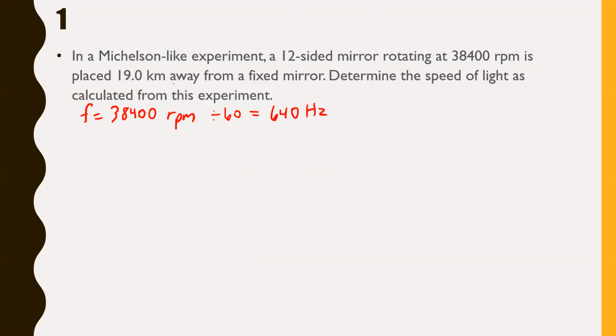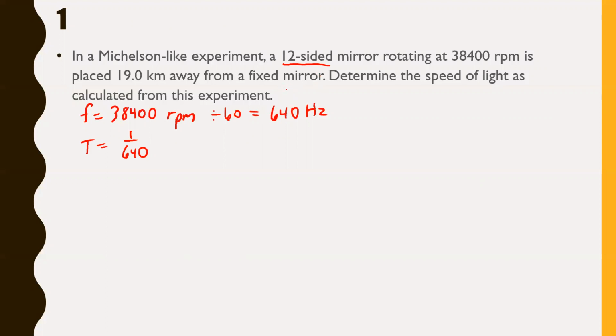Now, the other thing we know is that it's a 12-sided mirror, which is going to be useful because, remember, in a Michelson experiment, we only want it to rotate one side. So we're not going to rotate in a full circle. We're going to only rotate 1/12 of a rotation. Since this is the frequency, that's how many times it rotates in 1 second, you can flip that around to find the time period, the time it takes to rotate just once. That's just the reciprocal of it. It's 1/640. So 1/640th of a second is how long it takes this thing to rotate one full circle.